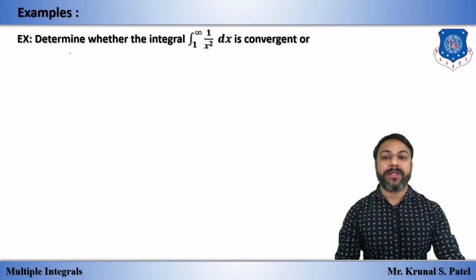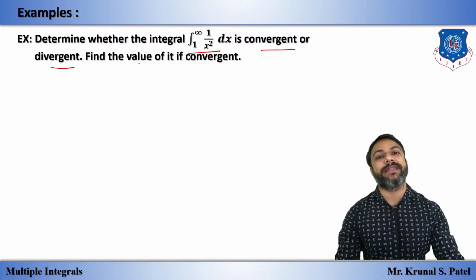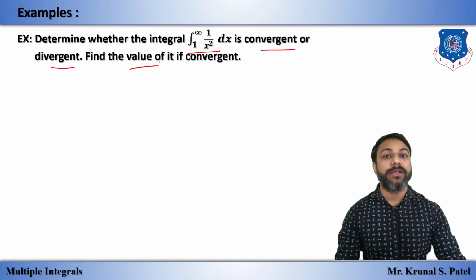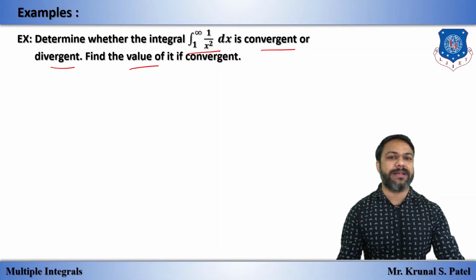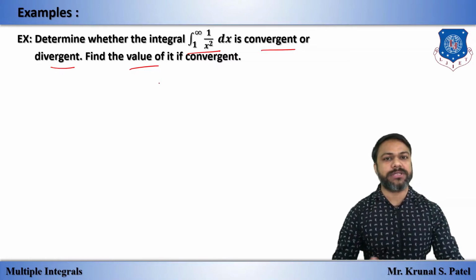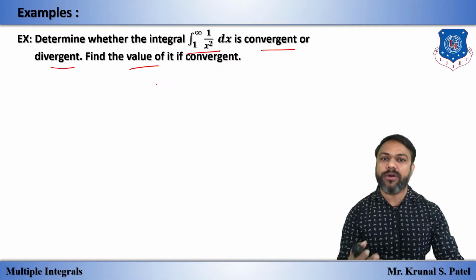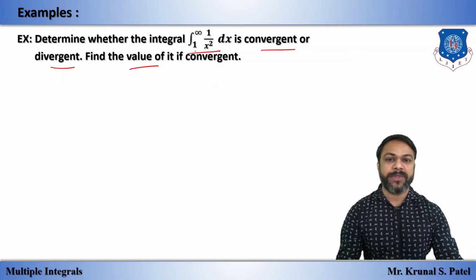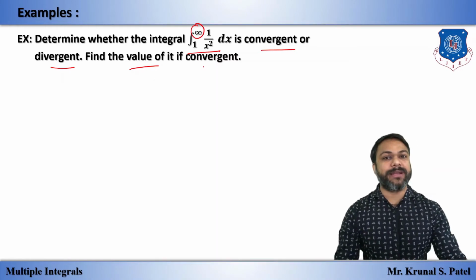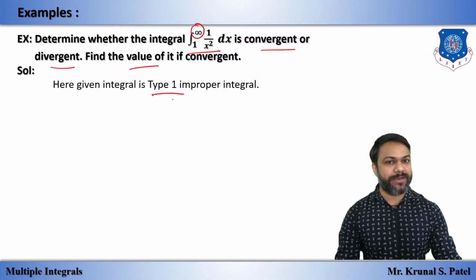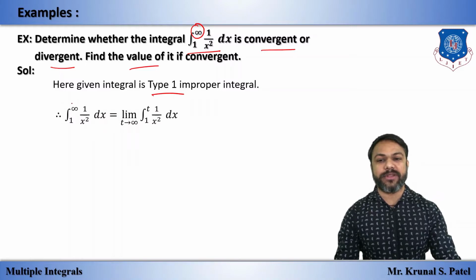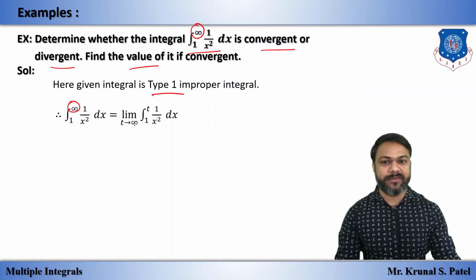Second example: determine whether this integral is convergent or divergent, and if it is convergent, then find the value. If it is divergent, then you know that, and if the answer is infinite, then it is divergent. So now we just have to check whether the answer is infinite or finite. Its upper limit is infinite, so it is a first kind, type 1 example. So we will take the limit for the upper limit infinity, so t tends to infinity, from 1 to t.